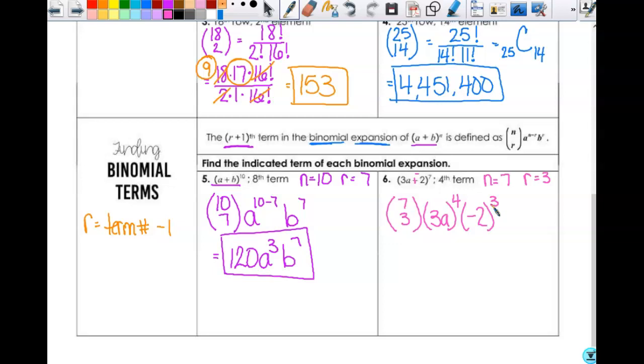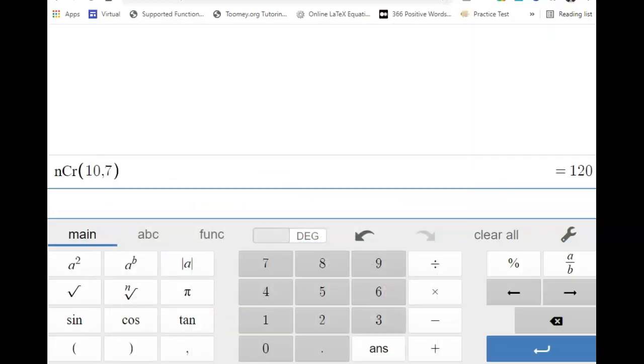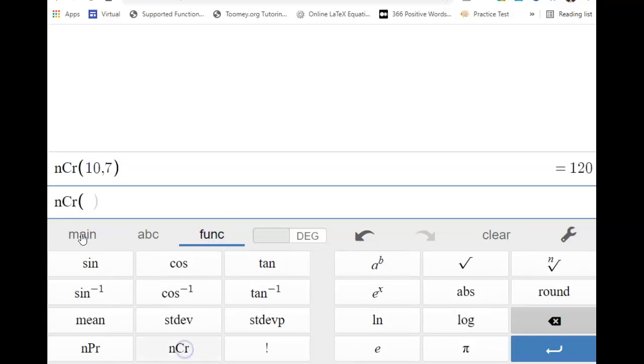Okay, so what I would do here, if it were me, is I would take care of my variable first. This is going to be a to the 4th. All the rest of it is a number that's a coefficient. So I'm going to have 3 to the 4th, negative 2 to the 3rd, and then this combination here. So I'm just going to take care of it all at once in the calculator. Might as well. So I need the combination again.